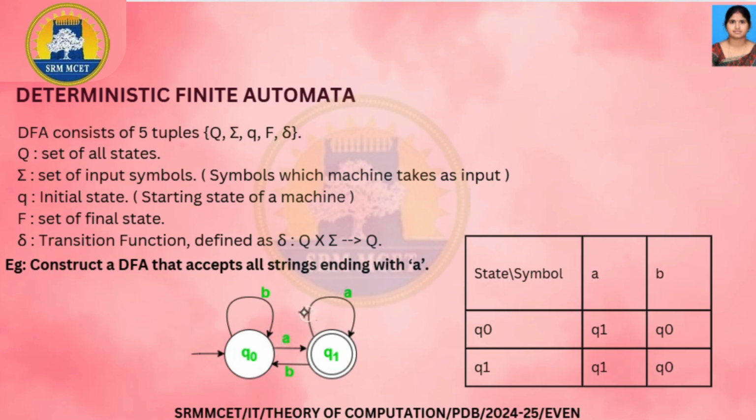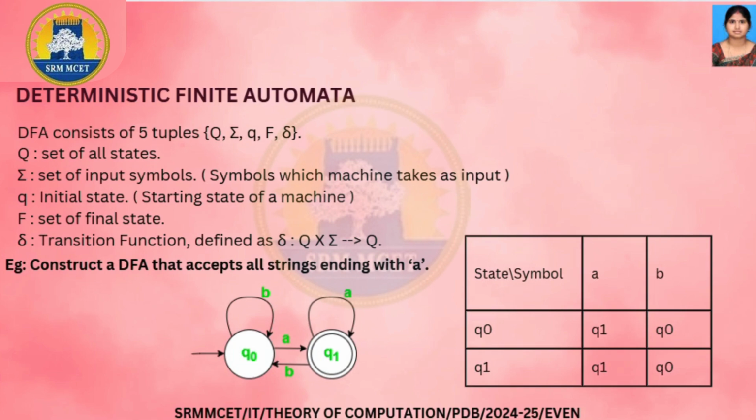Here our question says that the DFA accepts all the strings that end with A. So that's why we have given Q naught using the input A, which transits to the final state, and it has a self loop, that is, Q1 using the input A also transits to the final state. As we saw in the previous slide, the DFA says that the input should be accepted by the finite automata only if it reaches the final state.